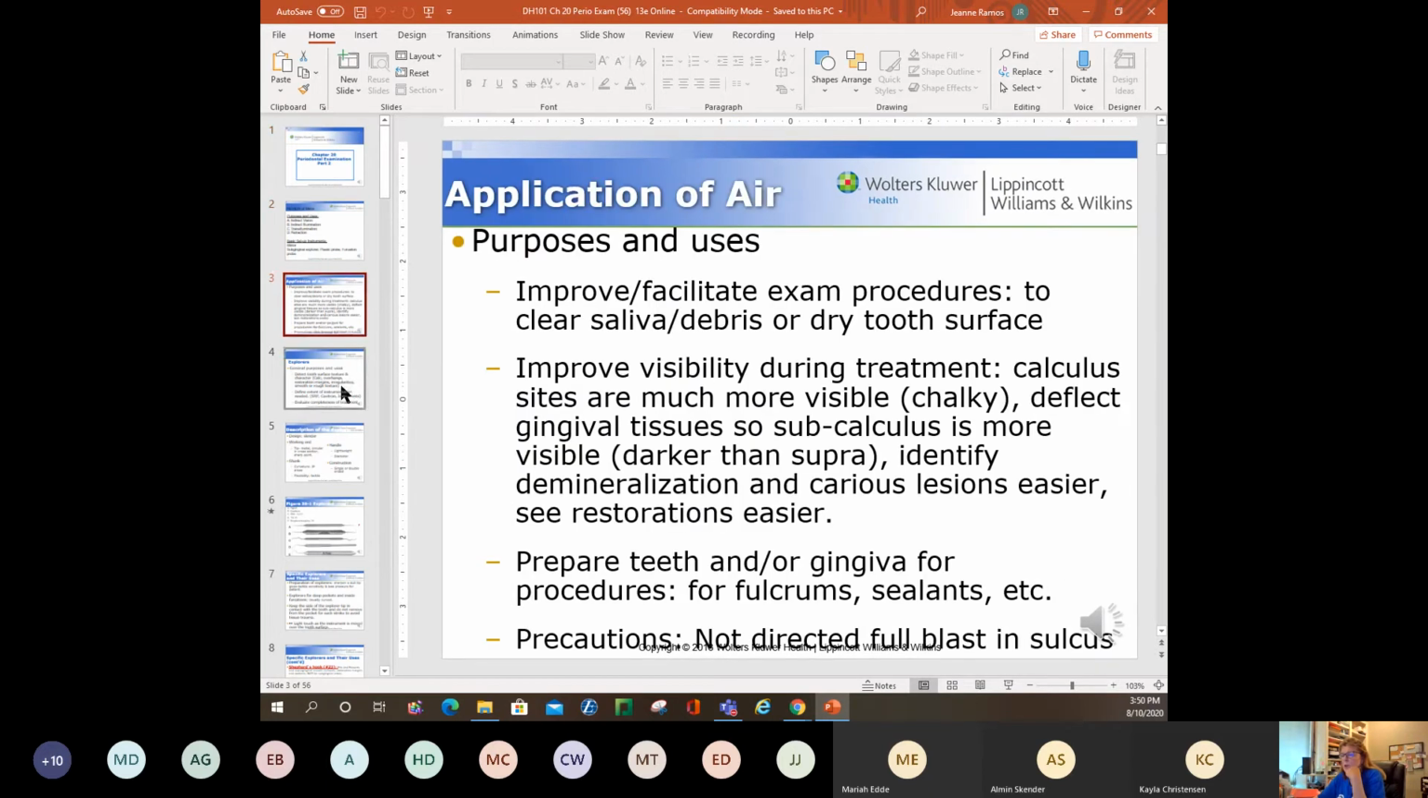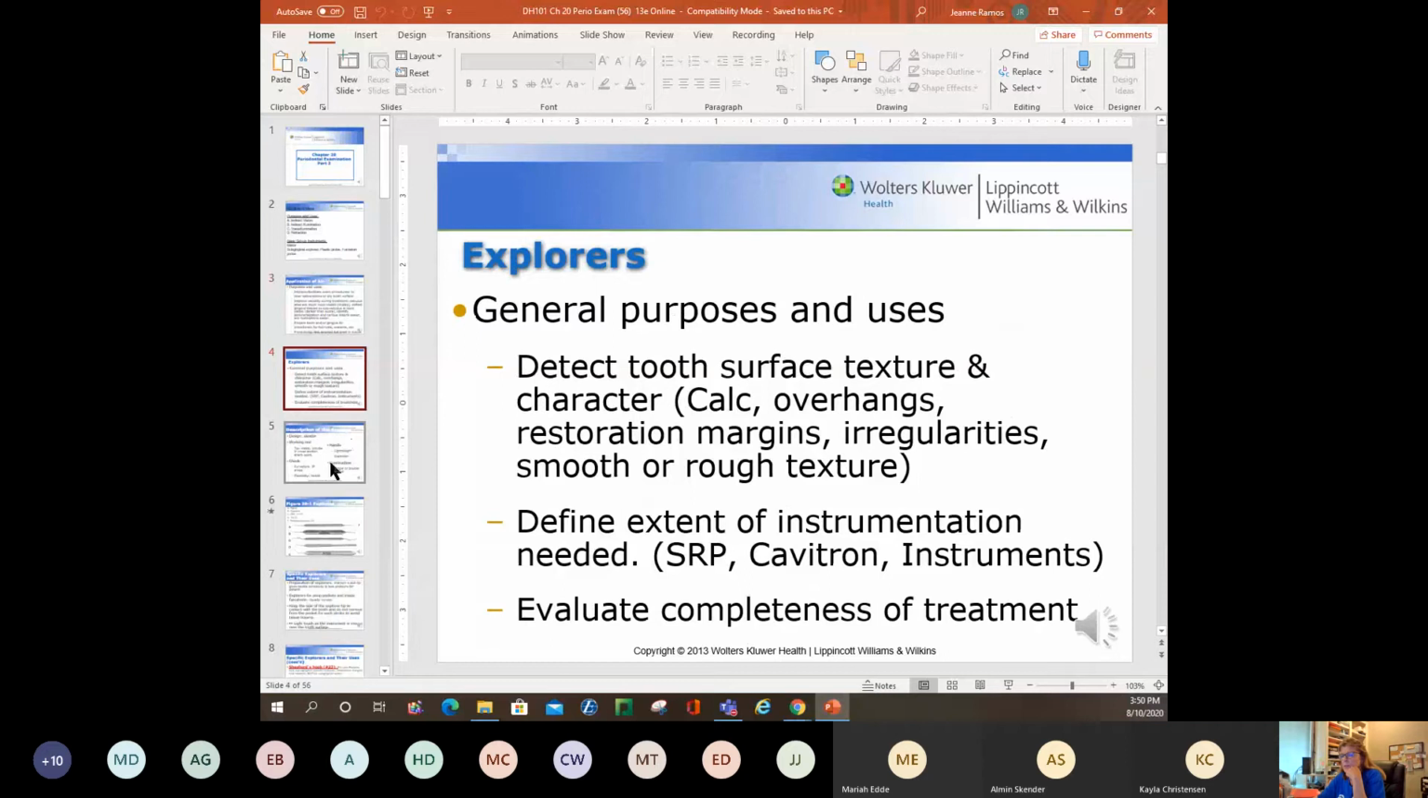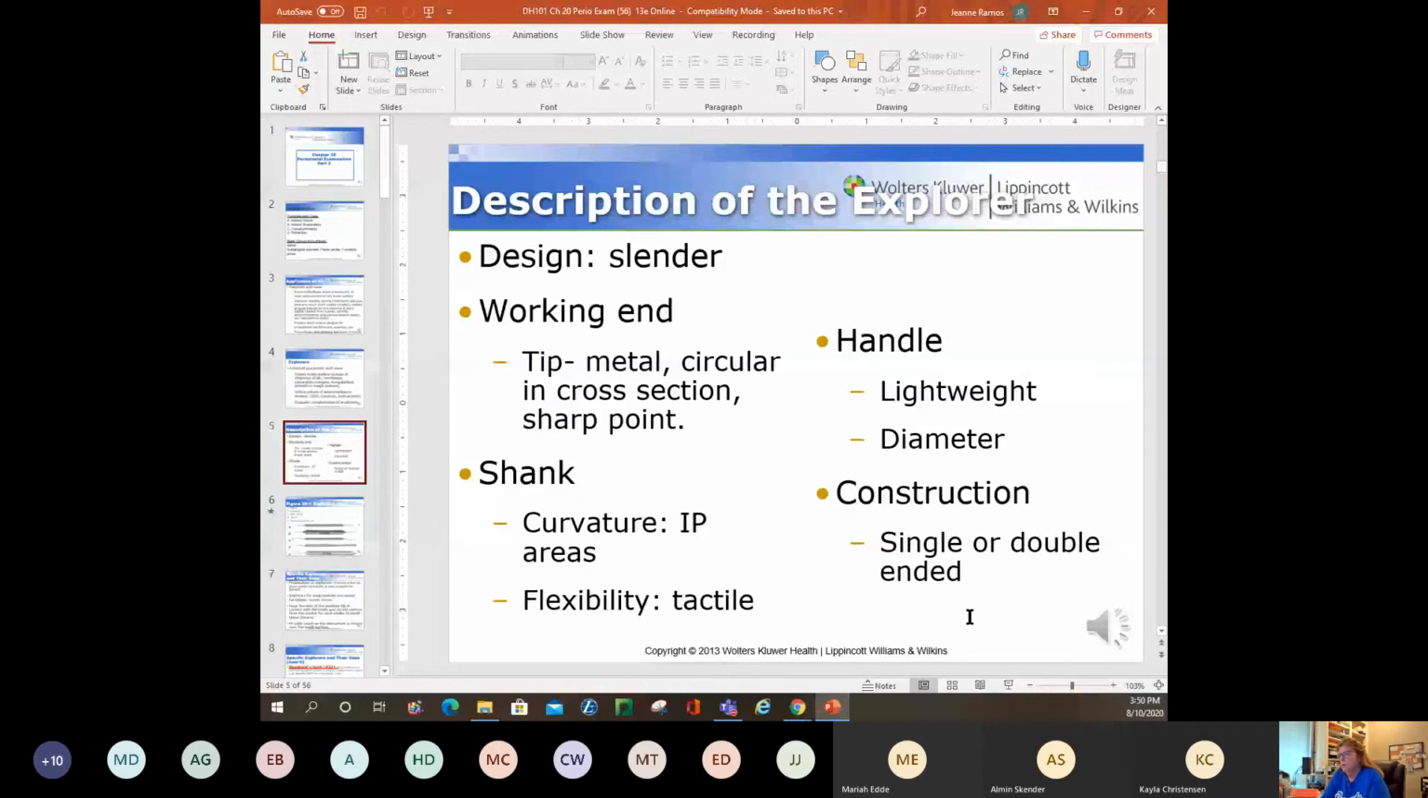Okay, that's the first part with the air and the mirror. So these are the things you can kind of read through. These are the things that it was already talking about and why we use our explorers. This would be the description. So you need to know the parts of the explorer so that when we say, hold this, hold that, you know what we're talking about.